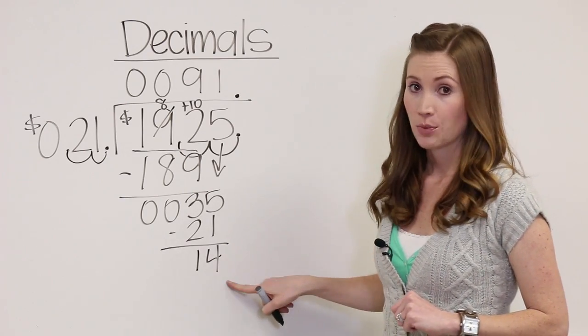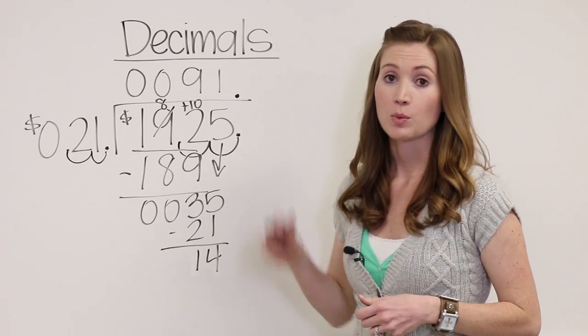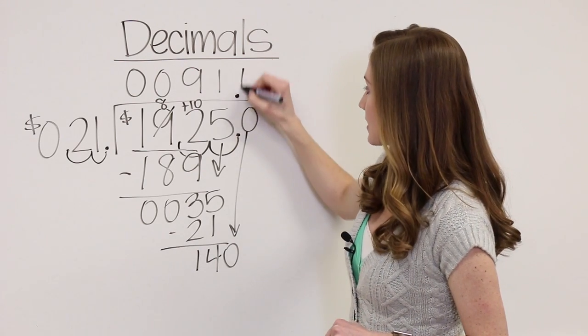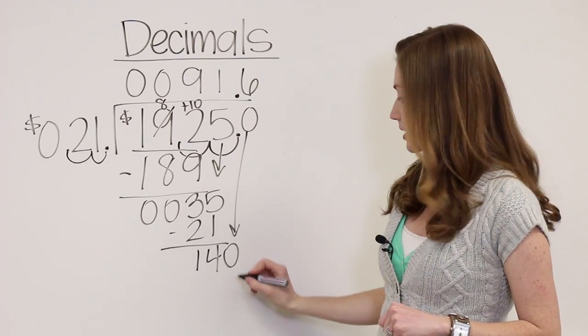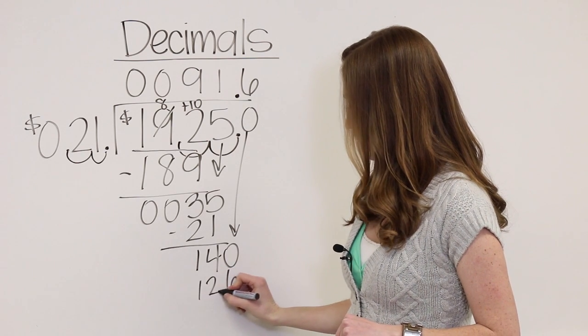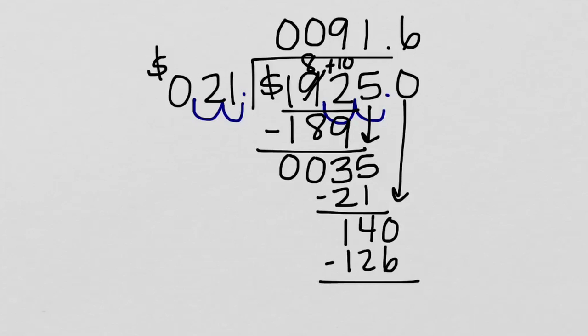Now we still have 14 remaining, but remember, because we're dividing decimals, we need to continue to work the problem out. We're going to add a 0 and bring it down. How many times can 21 go into 140? 6 times. 6 times 1 is 6. 6 times 2 is 12. Let's subtract. We'll borrow from our 4, that will become a 3, and we'll add 10 to our 0. 10 minus 6 is 4. 3 minus 2 is 1, and 1 minus 1 is 0.